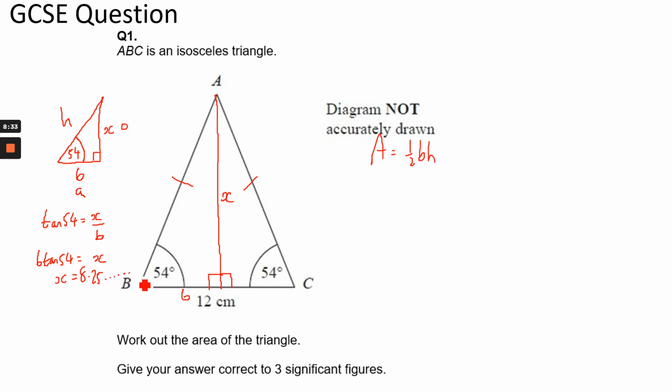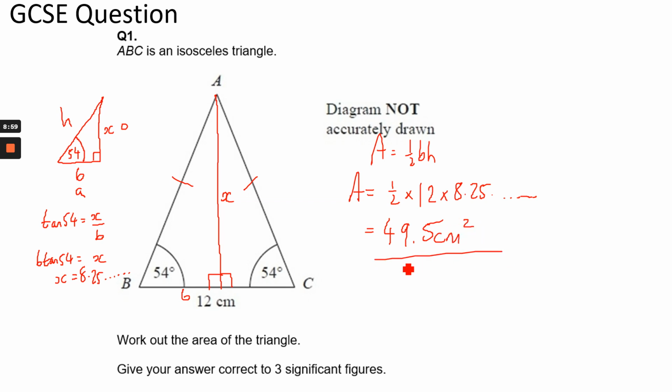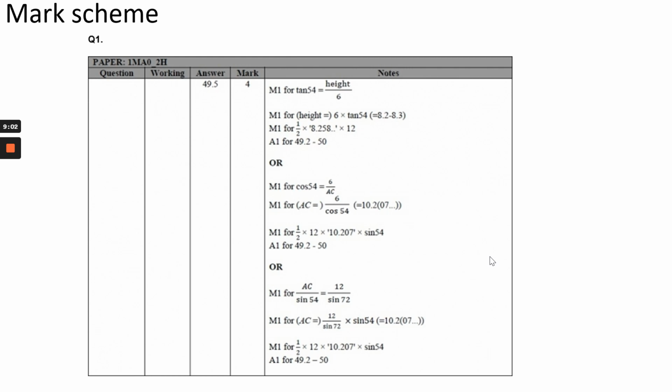And again, I've got all of that. So then all I can do to work out the area, I can just do half times my whole base, which is now 12, multiplied by my height, which is the 8.25 from before. And then if you work that out, the area should be 49. It says 3 significant figures, so it's going to be 49.5 centimeters squared. Okay, so that is the answer. You could have done it different ways. I've done the top way, I believe. You've got the second one and the third one. So there is a lot of different ways that you could have answered that question.